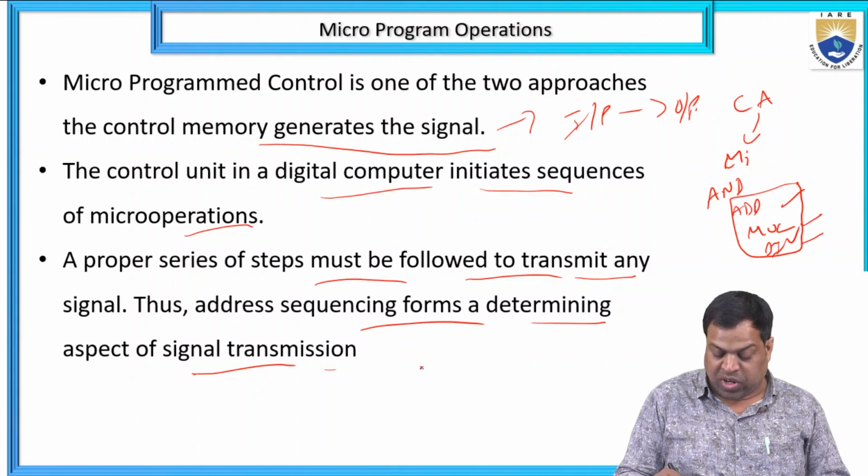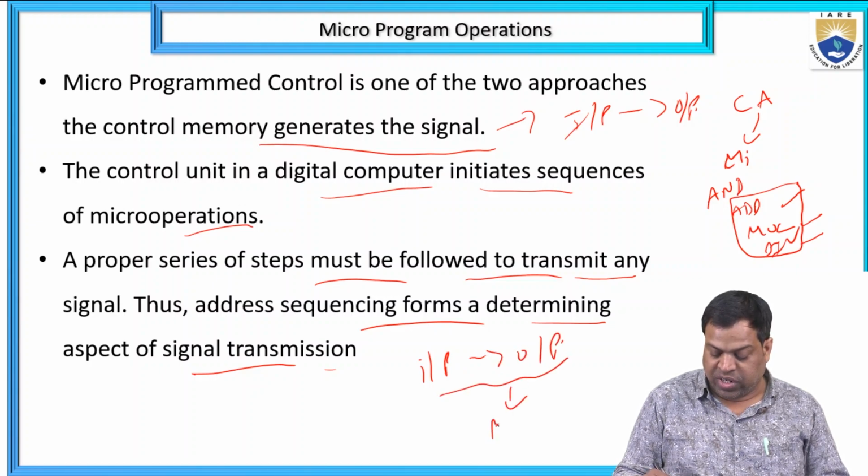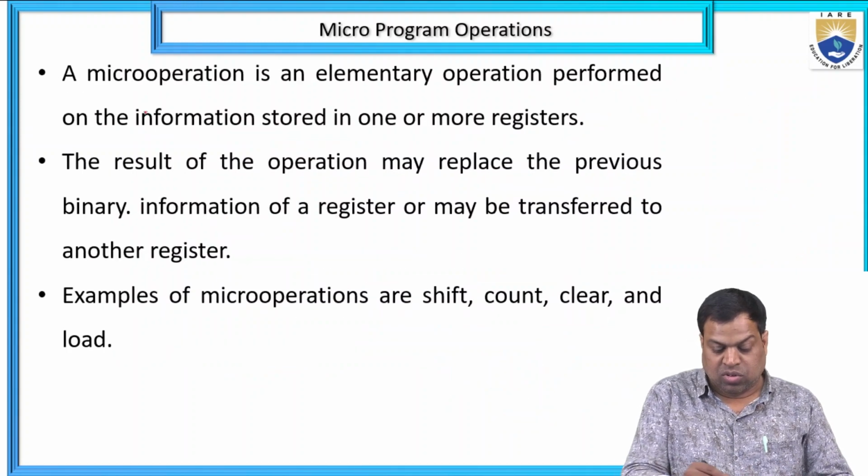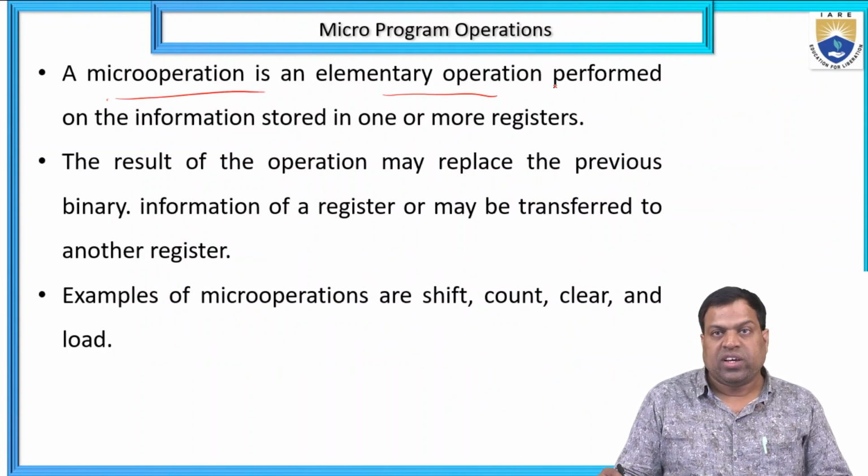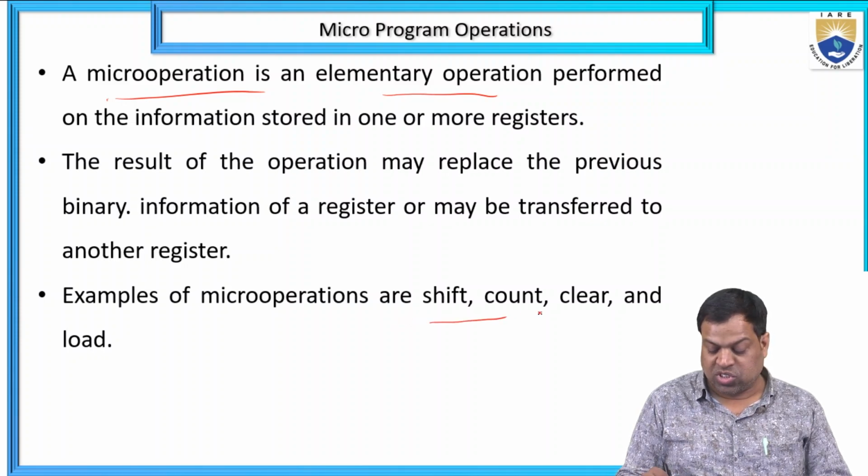So, suppose when you have to perform input to output operations, for this we need microoperations to perform. A microoperation is an elementary operation performed on the information stored in one or more registers. The result of the operation may replace the previous binary information of a register or may be transferred to another register. Examples of microoperations are shift, count, clear, and load operations.